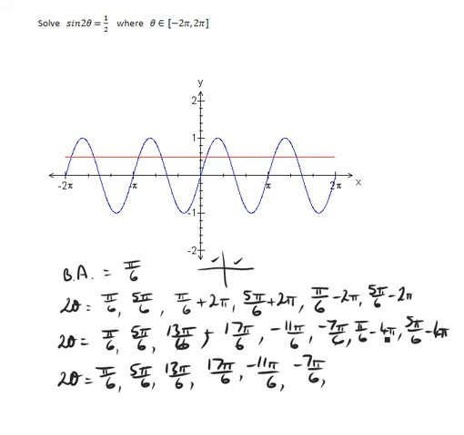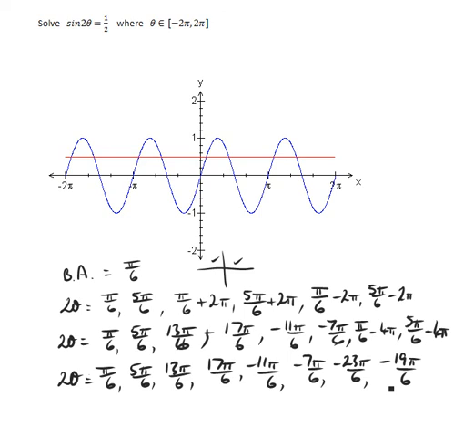So pi on 6 take 4 pi is minus 23 pi on 6, and 5 pi on 6 take 4 pi is 5 pi on 6 take 24 pi on 6. So 5 take 24 is negative 19 pi over 6. So there's all of the 8 answers expected. 1, 2, 3, 4, 5, 6, 7, 8.